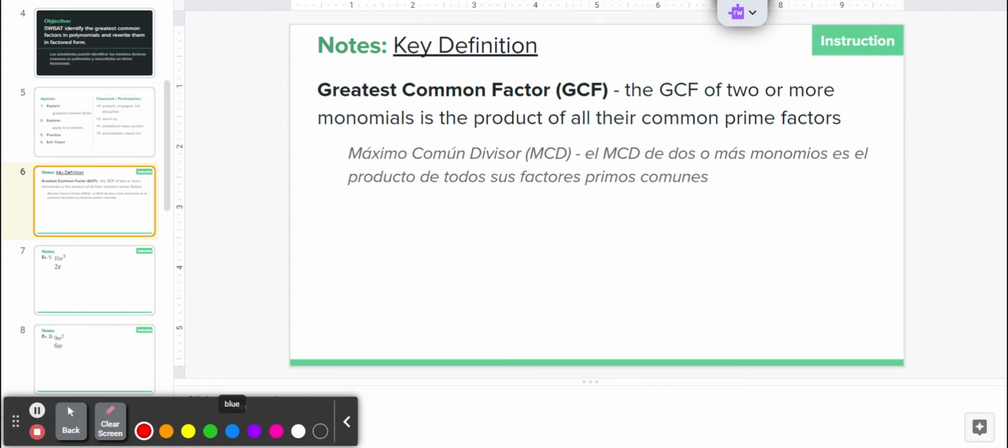So the greatest common factor of two or more monomials is the product of all their common prime factors. Difficult to explain, very heavy on the math language, but you'll see how that works out in our first example.